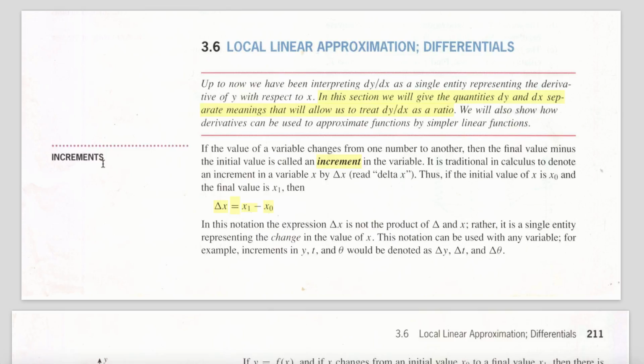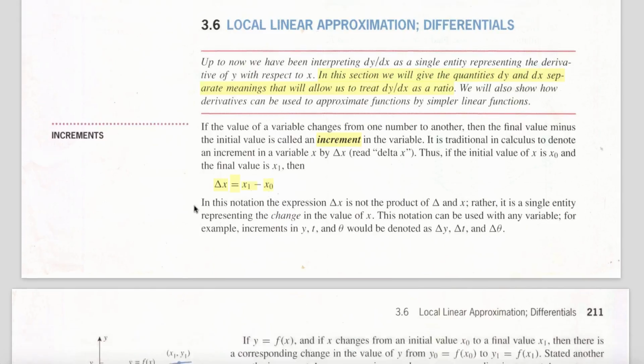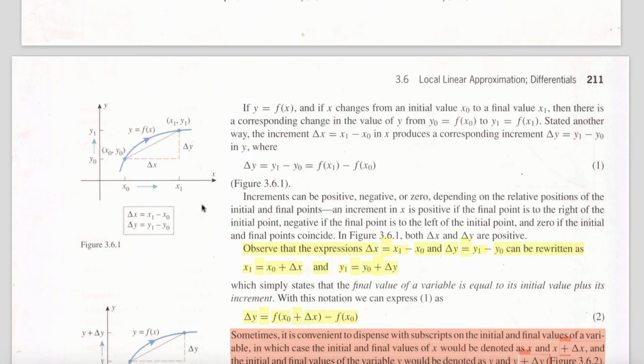Let's talk about increments. If the value of a variable changes from one number to another, then the final value minus the initial value is what we call an increment. And so delta x is called an increment, and it's equal to x1 minus x naught. So we can think of delta y as the difference of two y values, y1 minus y naught, which can be rewritten as f of x1 minus f of x naught. So the change in x produces a corresponding increment change in y.